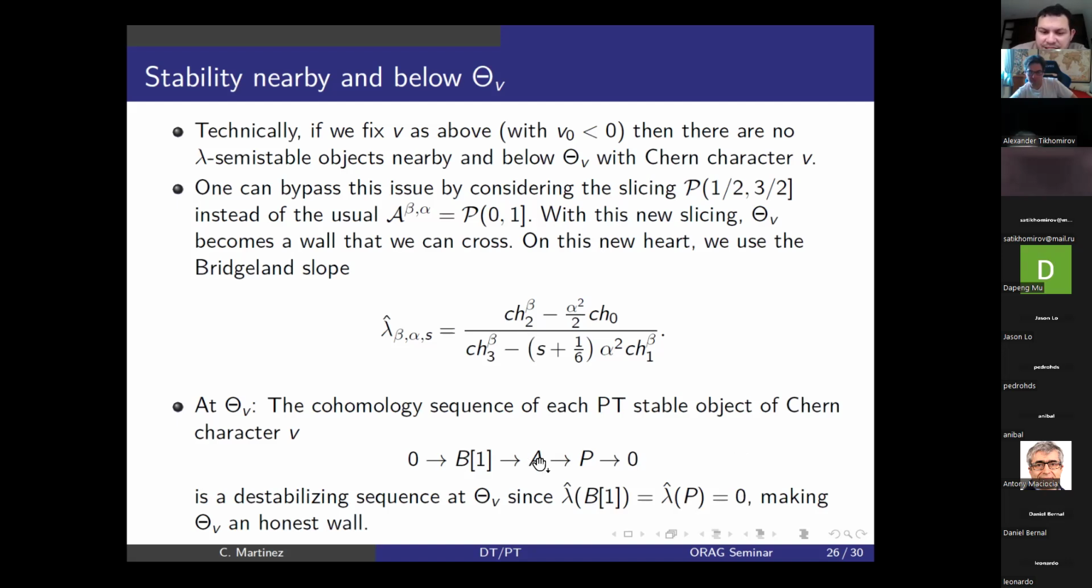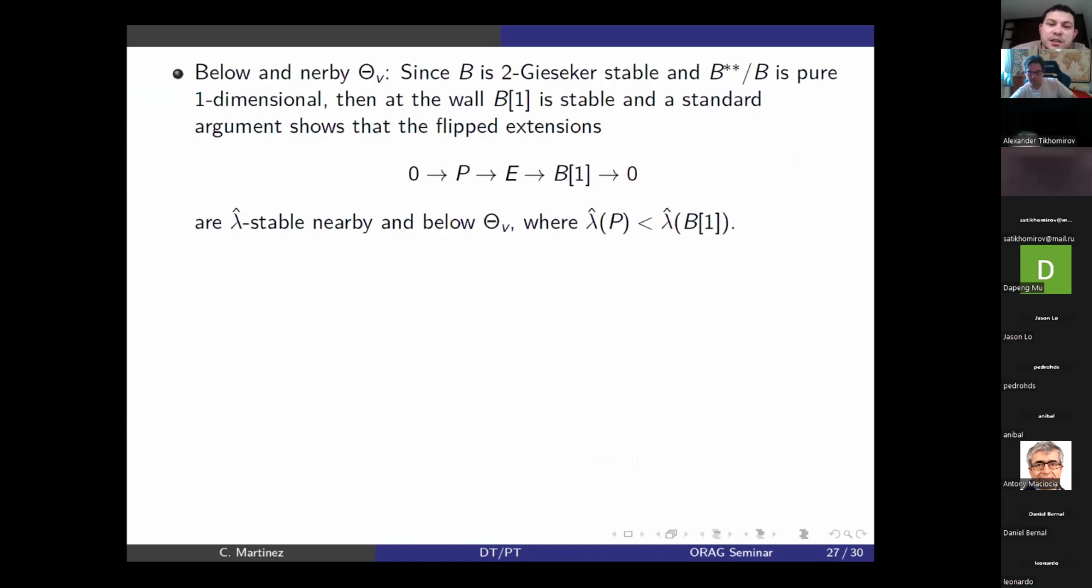And that means that this A is actually destabilized at theta v, and that becomes an honest wall in the sense that we can cross it. So I can wonder what happens below this wall. Well, at the wall, b shifted by 1 is stable, and the standard error wall shows, again, same as we did for just a little above, works a little bit below.